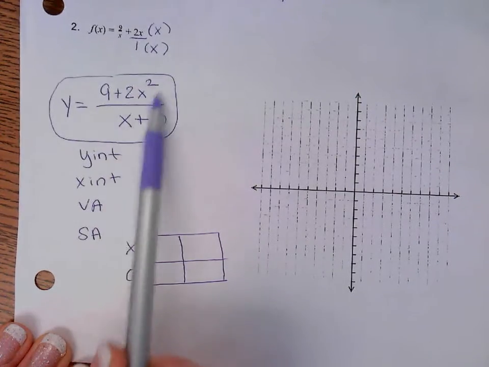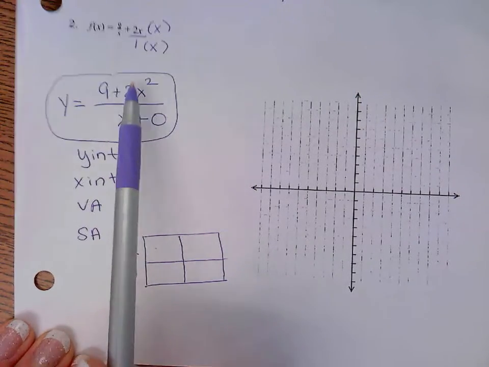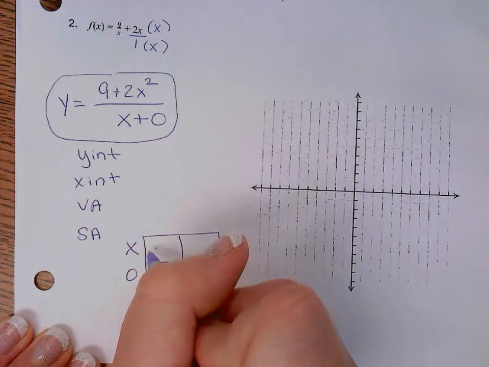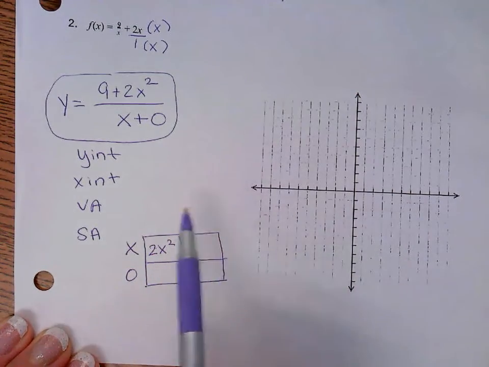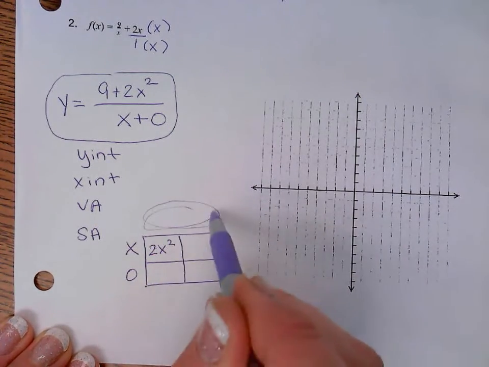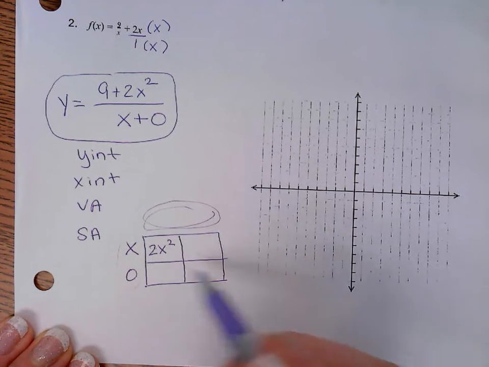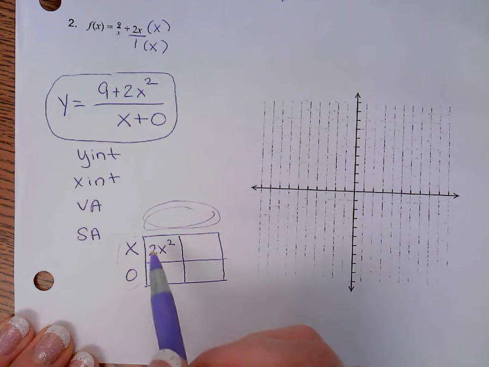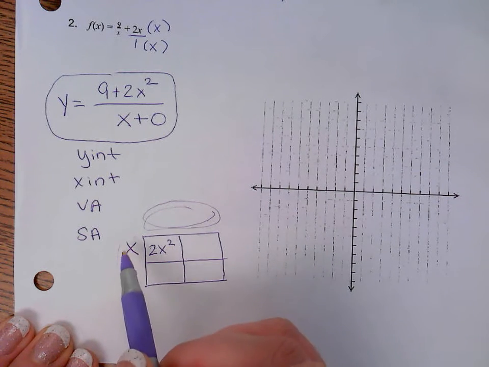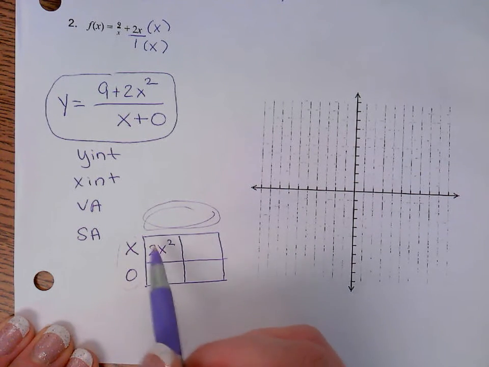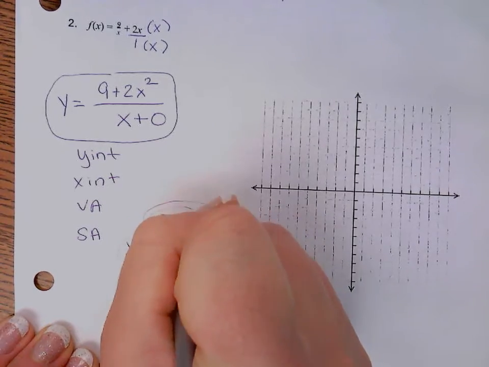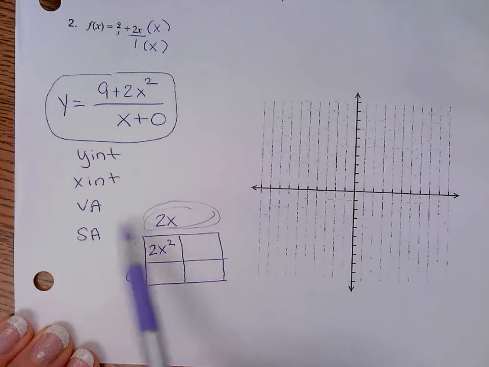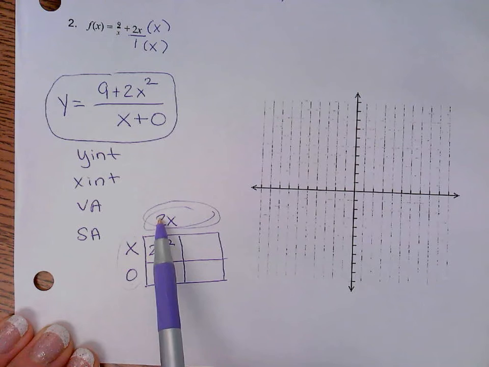So 2x squared is the leading term. That goes first inside your box. So your quotient is going to be up here, times your divisor is going to give you the dividend that you have in the numerator. So you have to think about what times x is going to give you 2x squared. So that's going to be 2x. So you just found the first part of your slant asymptote, 2x.